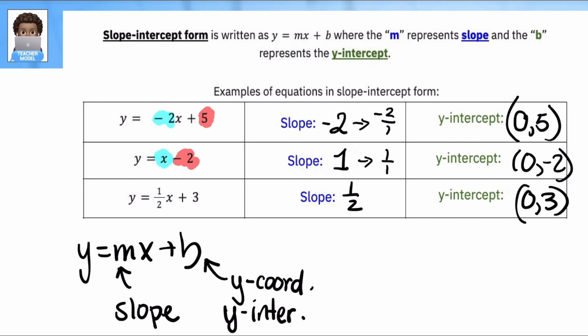So let's say, for example, you have y equals 3x. If you don't see a b, you can literally write plus 0 so it doesn't change, and then you know your intercept is 0, 0. So that's what you would do if you didn't see a b there. All right, hit pause and jot this down into your notes.